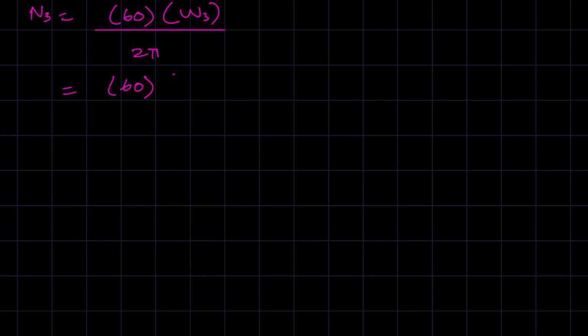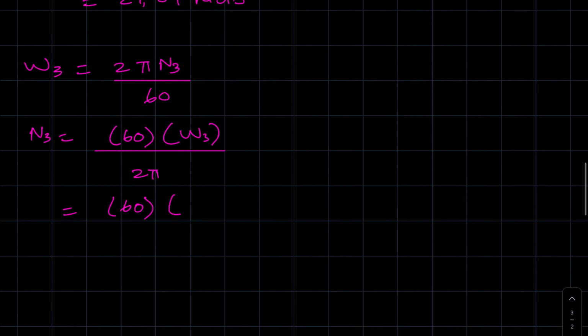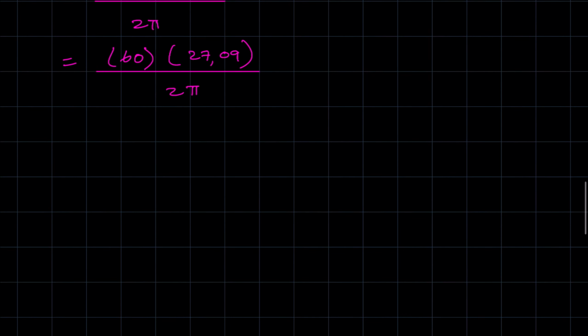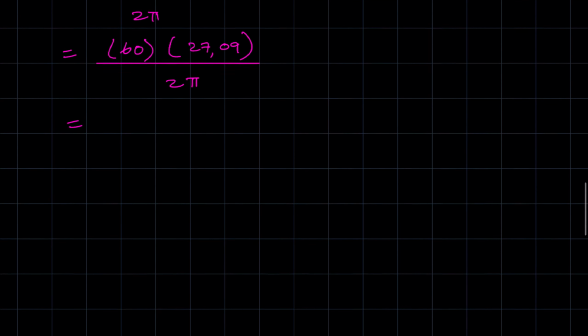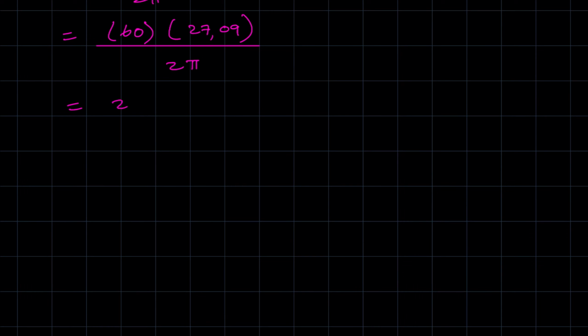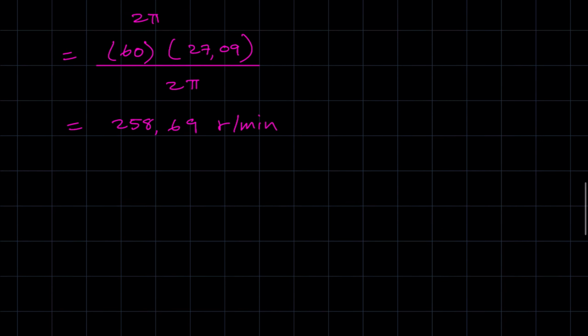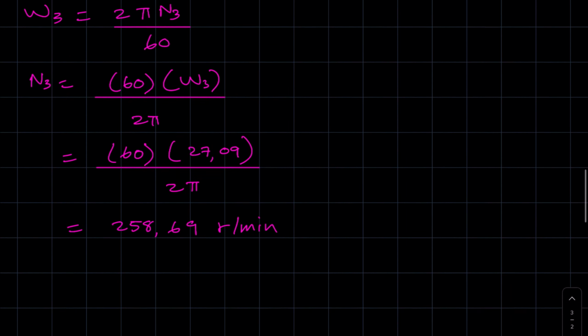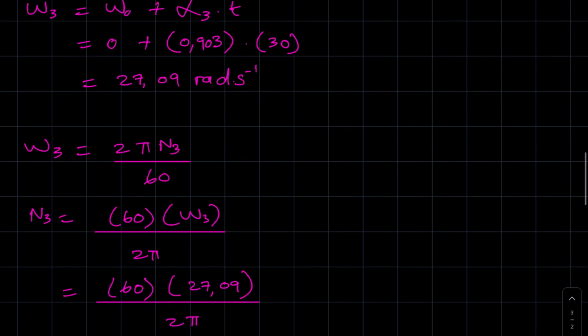Then all you do is substitute. This would be 60 into 27,09 divided by 2 pi. And when you punch this in your calculators, we are getting 258,69 revs per minute. And that is how you would attempt such a question.